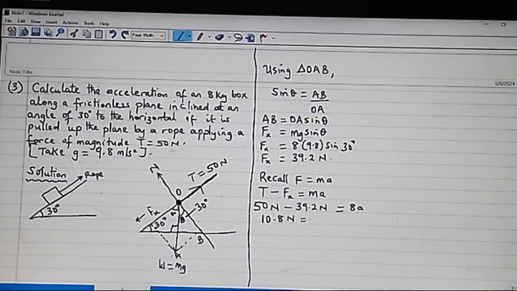is equal to 8 times A. So that A, which is acceleration, is 10.8 all over 8. That gives you an acceleration of 1.35 meters per second squared. So the acceleration of that block is 1.35 meters per second squared.